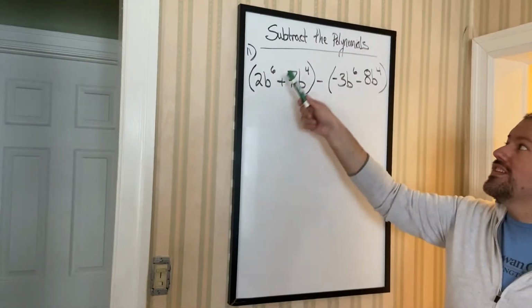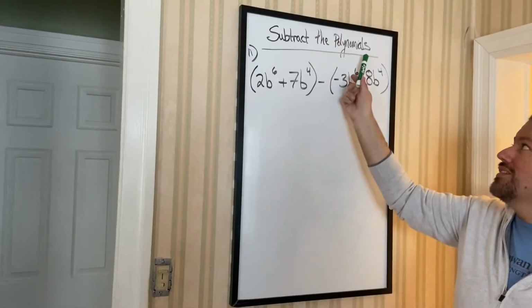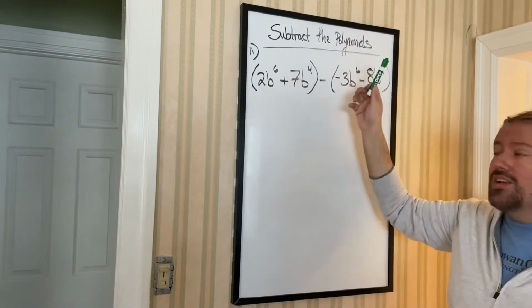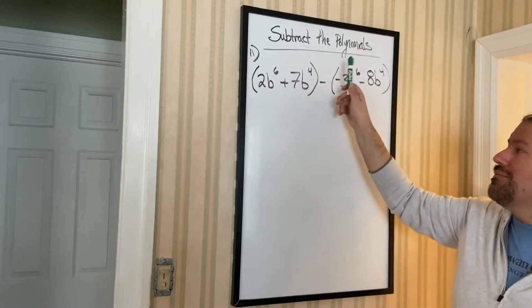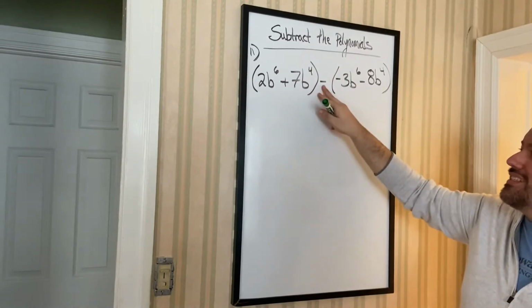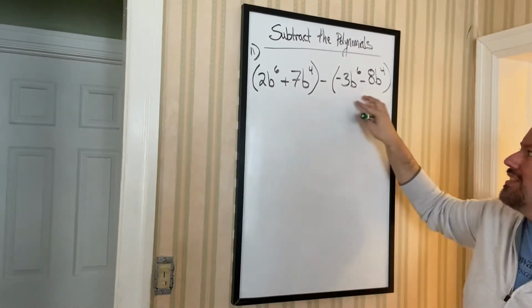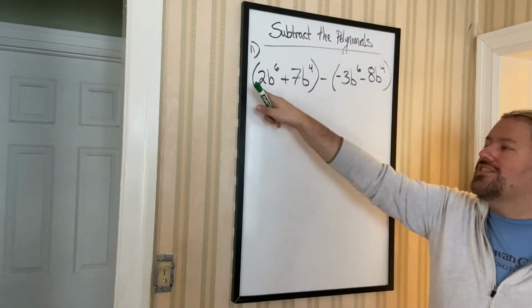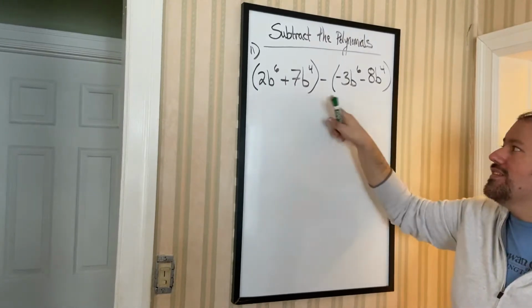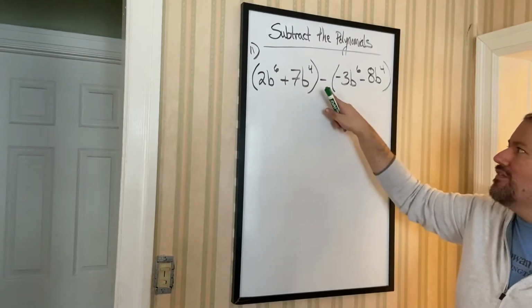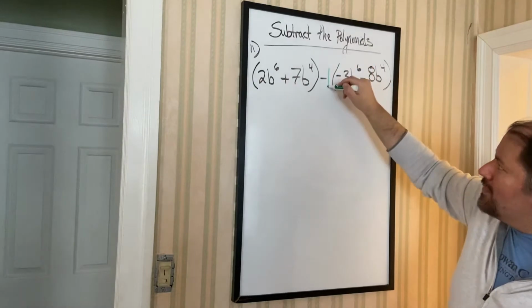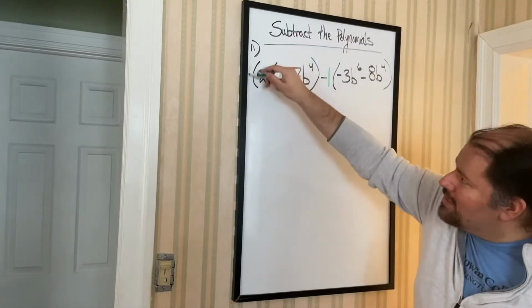Question number 11. Now this one says subtract the polynomials, but this will also work if it said add the polynomials. When it says subtract or add the polynomials, notice that you have a minus sign between this binomial and this binomial. We told you your very first step is to get rid of these parentheses by slipping in a 1 in front of each parentheses. So notice I'm going to put in a 1 there and put in a 1 there.